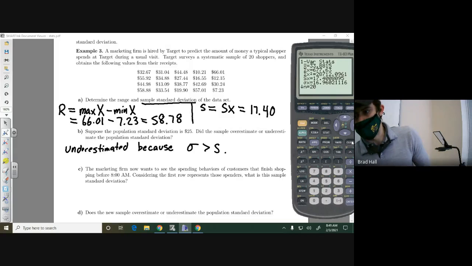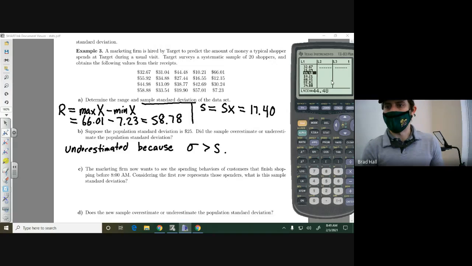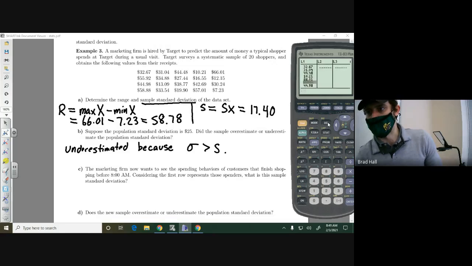So guess what we get to do? We get to go back and edit our list. And we only want the top 5. It's the top row. So delete. You can press the delete button right here if you want to get rid of it entirely. So you just keep clicking delete and delete.